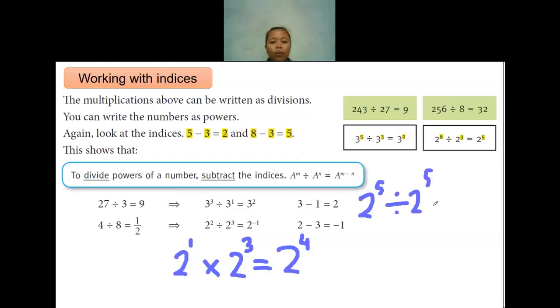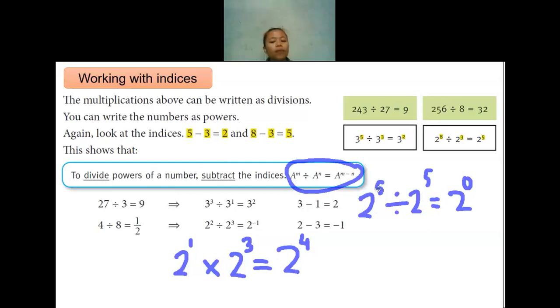Following this rule, the answer will be 2 to the power of how many? Anyone can help me? Following the rules that we just learned, 2 to the power of 5 divided by 2 to the power of 5 will be 2 to the power of how many? Not nothing. 5 minus 5 is not nothing. 5 minus 5 is 0.